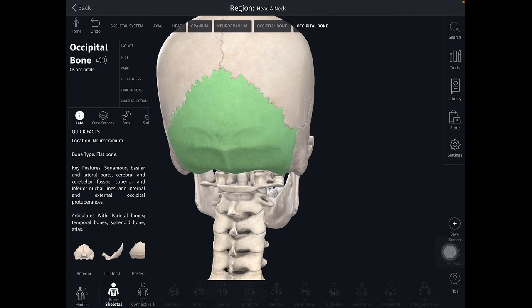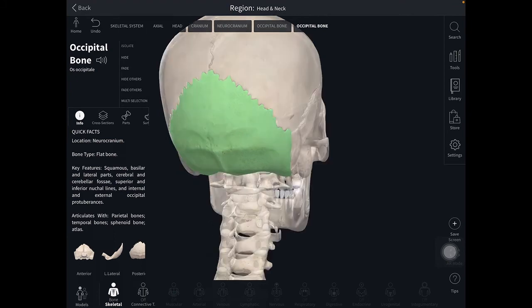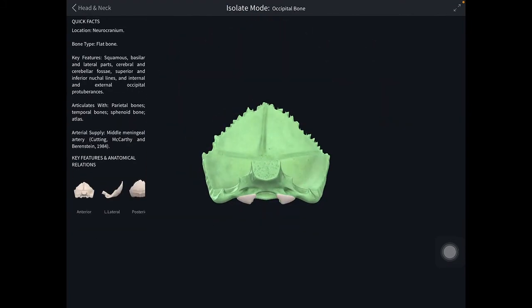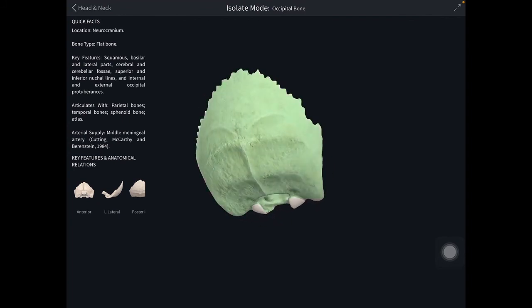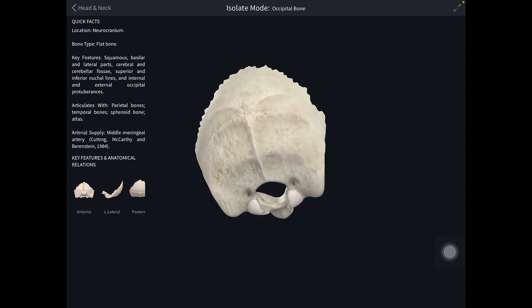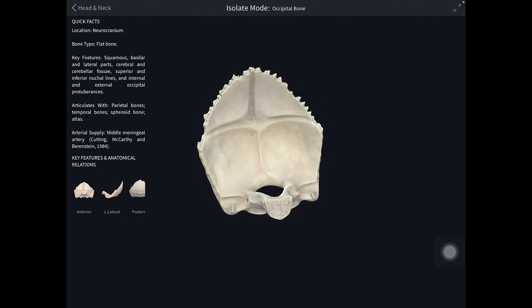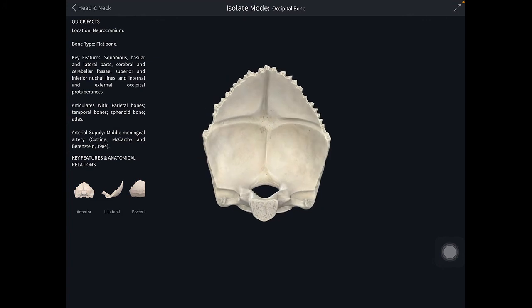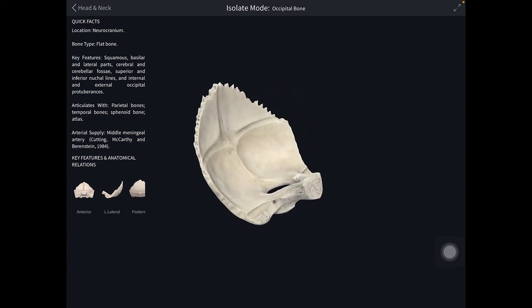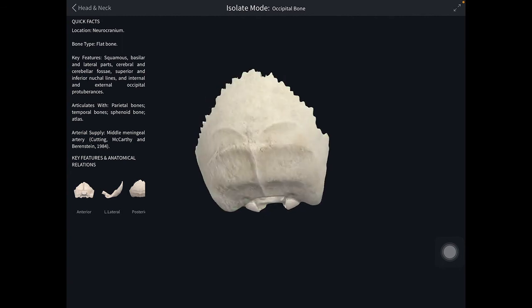Now we will see about the occipital bone in detail. So as you all know, occipital bone belongs to the neurocranium and type of bone is flat bone. We will isolate this occipital bone. So this is the occipital bone isolated. It is a curved plate of bone, concave internally, somewhat trapezoid in outline, occupies the posterior part of the vault and base of the cranial cavity. So it forms vault and base also.